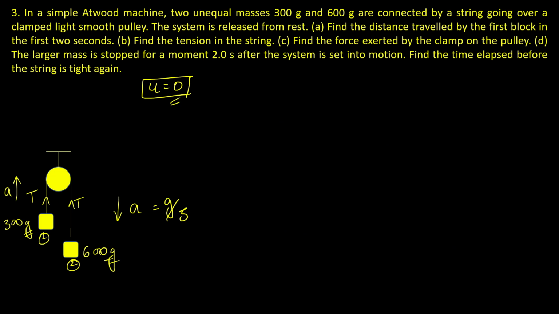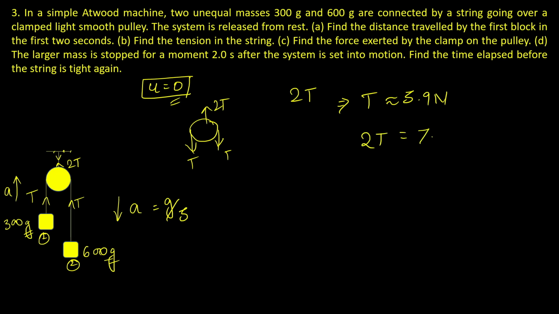Now the third question is find the force exerted by the clamp on the pulley. The clamp is over here. So we need to find the force like this or like this. So this is T, this is T, this will be 2T. When you take the pulley as a system, I have already told, this T, T and this 2T, because this pulley is massless. So we need to find 2T. We have already found T as 3.9 Newton. So 2T will be equal to 7.8 Newton approximately. That will be the answer. That is the force exerted by the clamp on the pulley.